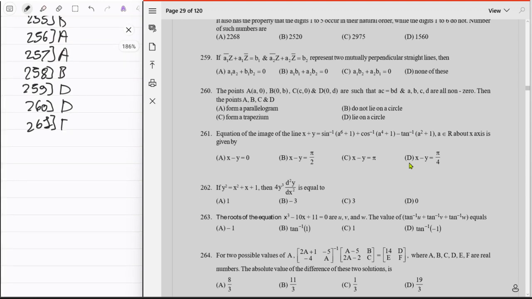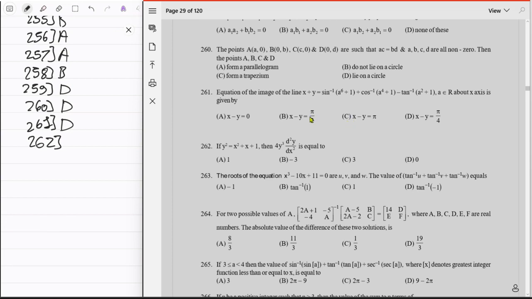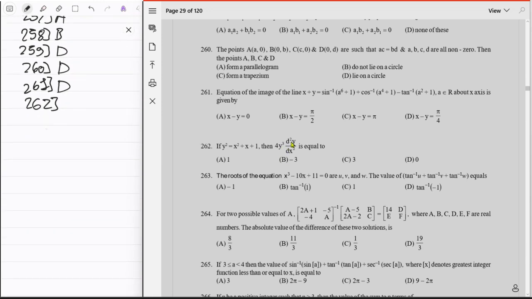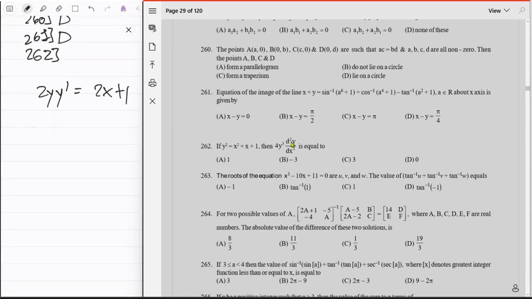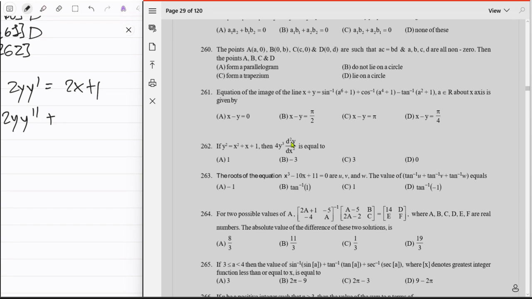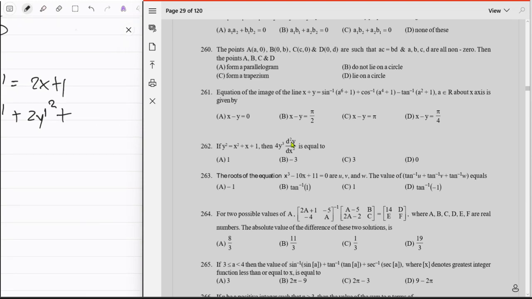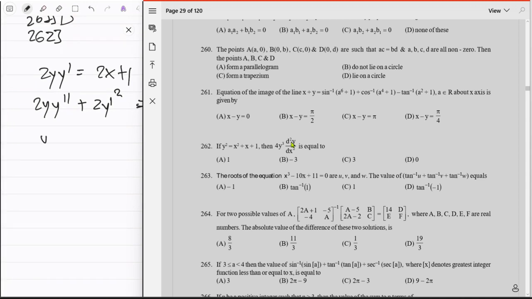Next question, 262. If y squared is equal to x squared plus x plus 1, then this thing is equal to... So 4y cubed and then y double dash. First of all, 2y dash is equal to 2x plus 1, and then differentiating, 2y double dash plus 2 times y dash squared is equal to 2, just 2. That just means y double dash plus y dash squared is equal to 1.